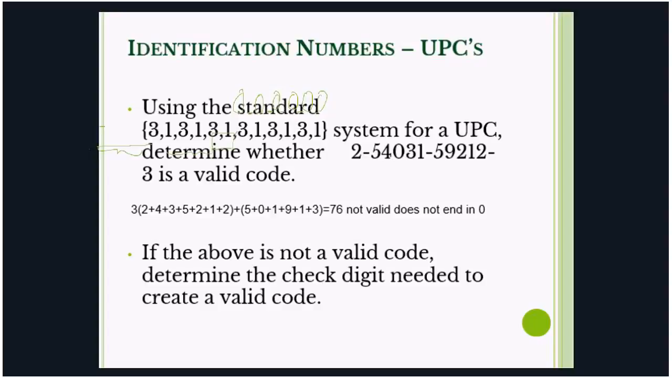Since 76 does not end in a 0, that means that it is not valid. So in order to make it a valid value, what you need to do is take 76, which is the total you got, subtract the last digit, which gives you 73, and you would have to change that last digit to the value of 7 in order to ensure that it was a valid code.